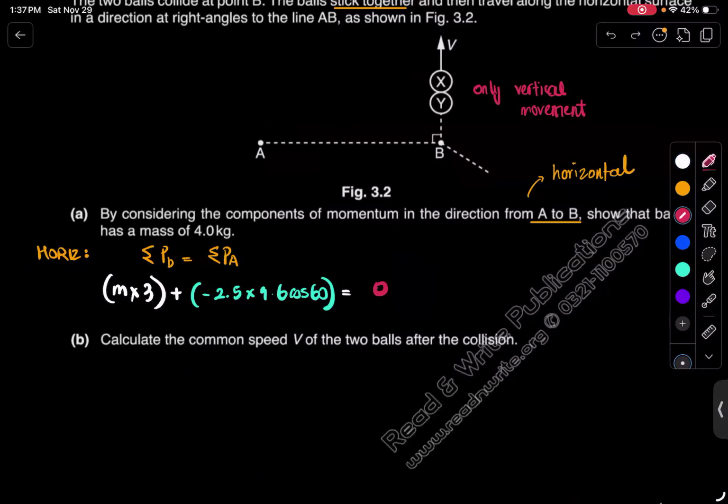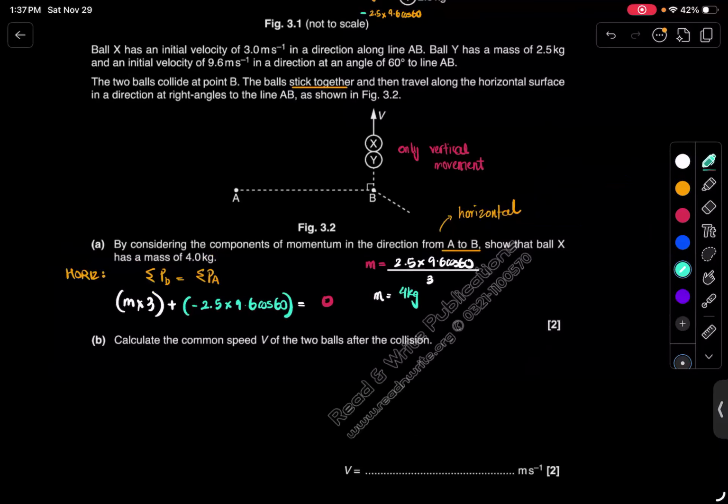Yes, pretty easy. So that means M is equal to 2.5 into 9.6 cos 60 divided by 3. And if I get this, I'm going to get an answer of 4 kg. Okay, so that's how you solve this question.